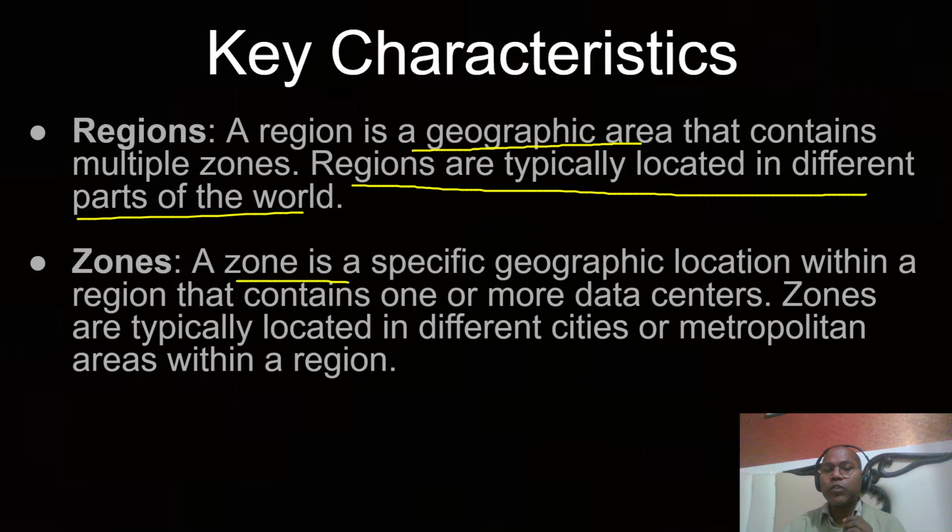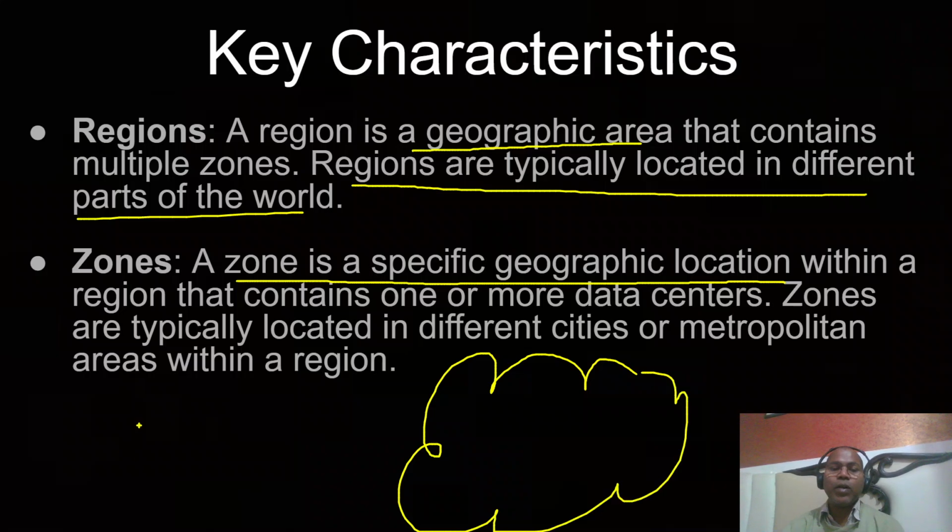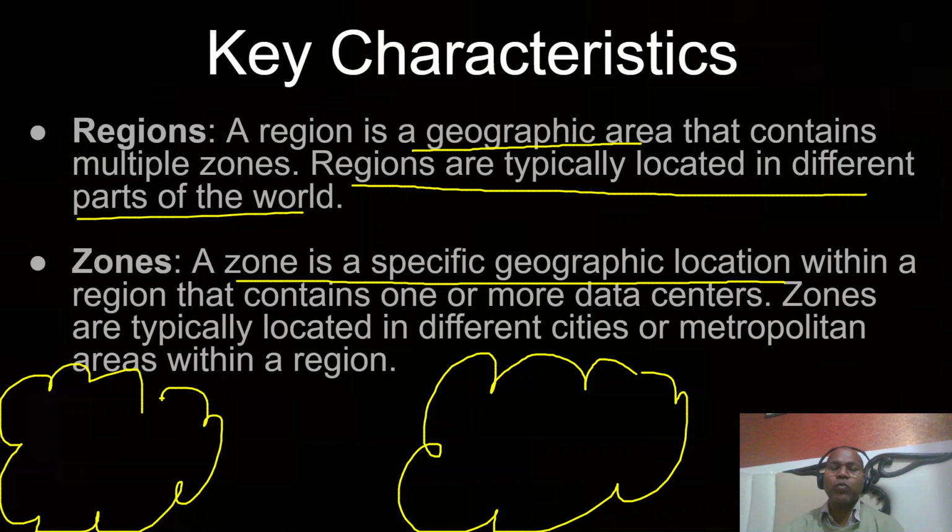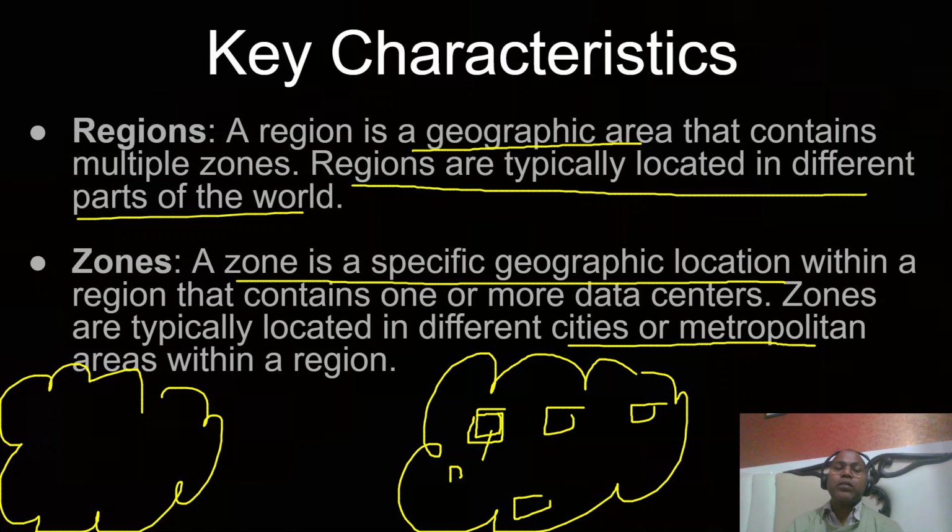And zones are specific geographical locations within a region. So this is one big region, and there are multiple regions across the whole of Google. Google has more than 40 regions, and each region has multiple zones. A zone is a specific location within a region, and a zone can have one or more data centers, physical data centers where our physical hardware, software, and everything is taken care of. Typically they are located in different cities or metropolitan areas.